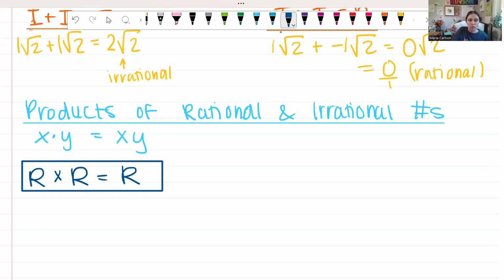If I have 1 times 1, that gives me 1. Or if I have 1/2 times 1/2, when you multiply fractions, you just go straight across the top and straight across the bottom. So this is 1 over 2 times 2, which is 4. 1 times 1 is 1, and 2 times 2 gives me 4. And both of those numbers are rational.